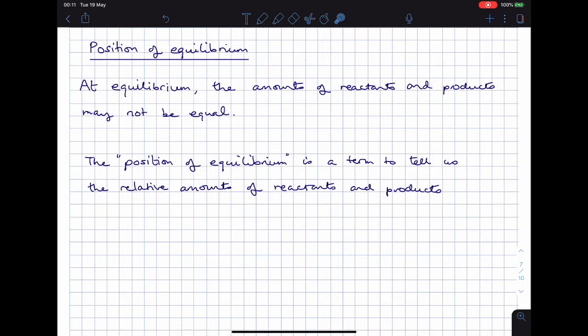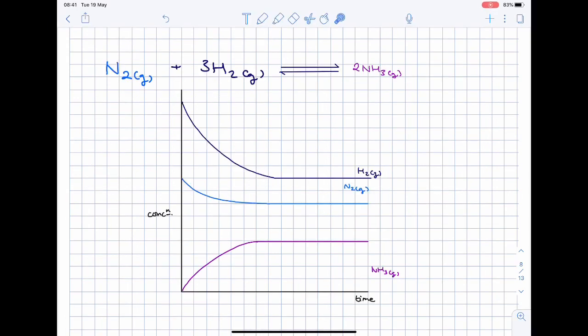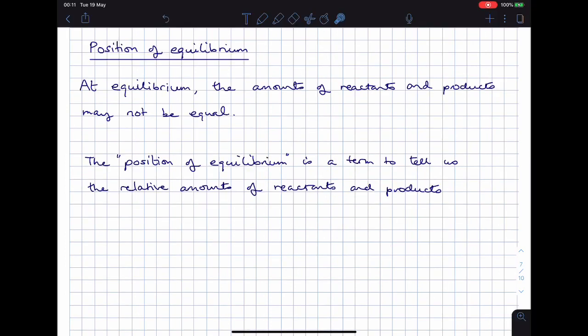So as we said earlier, at equilibrium, the amounts of the reactants and products may not be equal, or the concentrations of the reactants and products may not be equal. So equilibrium means the forward rate of reaction and the reverse reaction rates are equal, but not the actual amounts of the substances, which is a common misconception some students have. So you could have an equilibrium where you've got a lot of the reactants on the left hand side compared to the products on the right hand side of the equation, or vice versa.